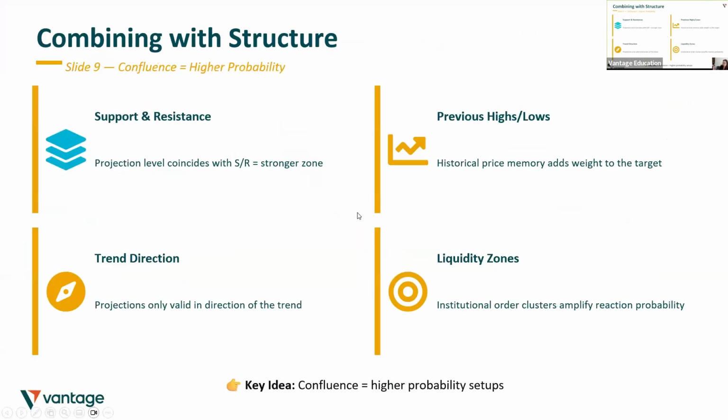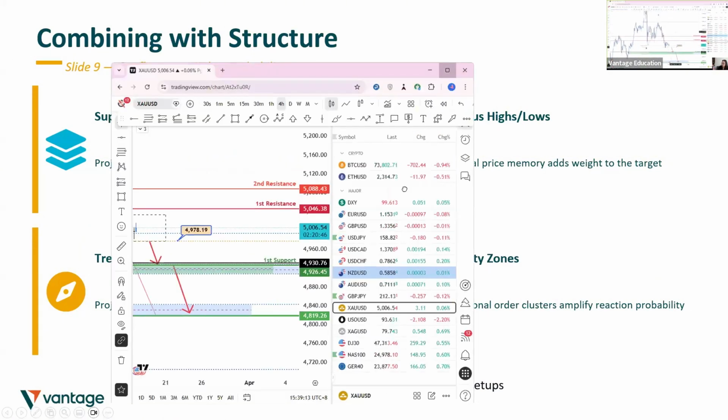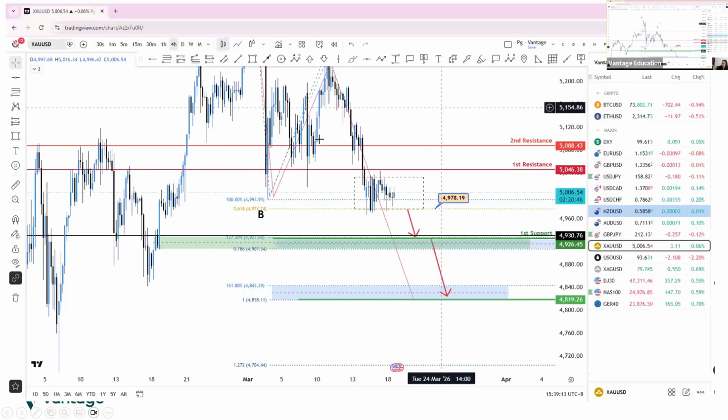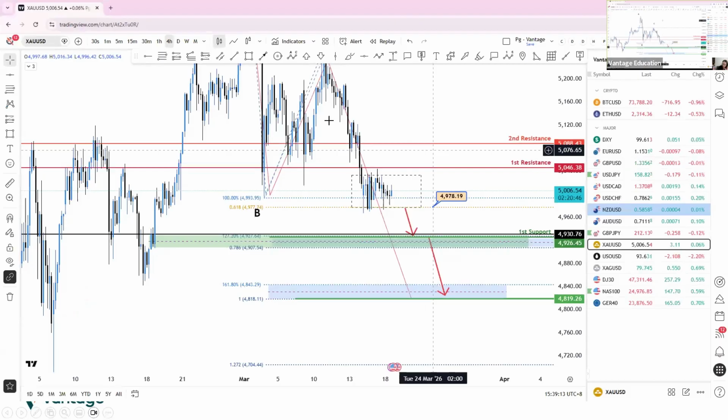Okay, combining with structure. First, we combine with support and resistance, or demand and supply, or the OB I just showed you guys. And we combine with trend direction. Projection is only valid in the direction of the trend. So right now in H4, I would say it is bearish in the H4 time frame.